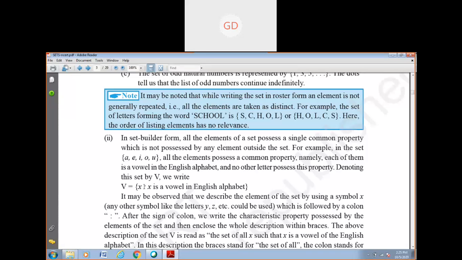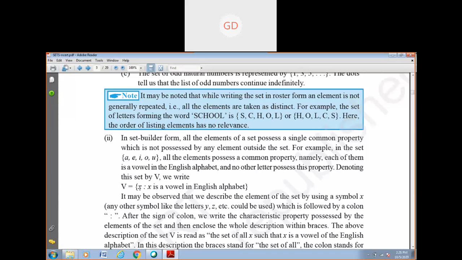Then a symbol is there, colon. And then written, x is a vowel in English alphabet. Bracket close. So this is the way of writing set builder form. First, x represents all the elements of the set.